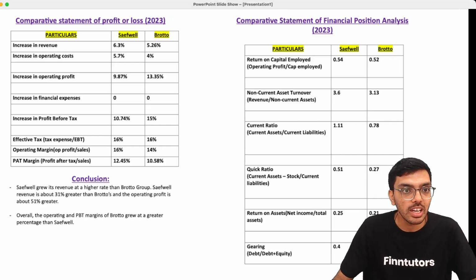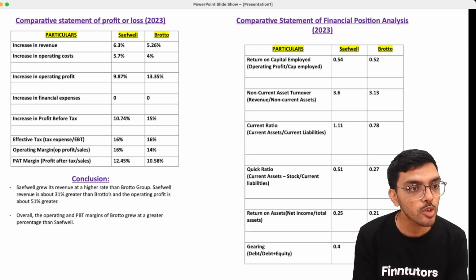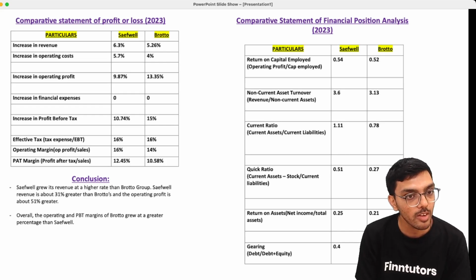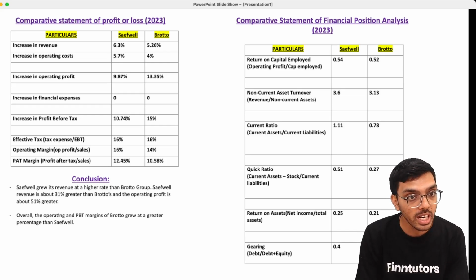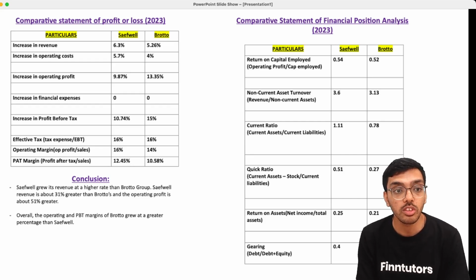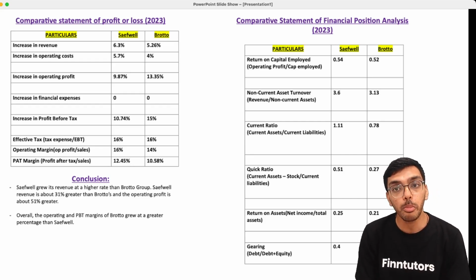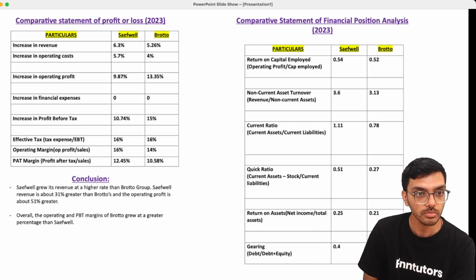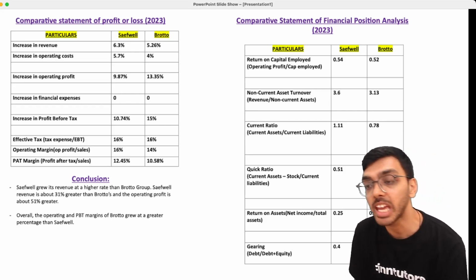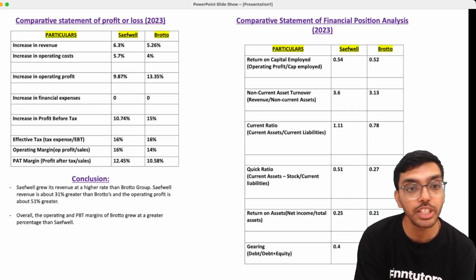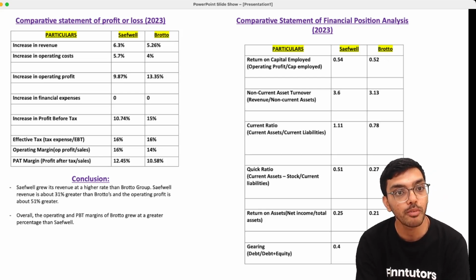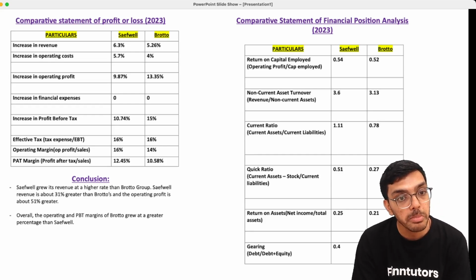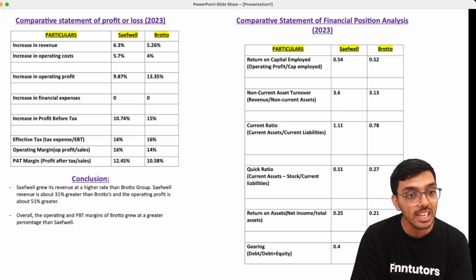Comparative profit or loss, left hand side: revenue for both companies has gone up, costs for both companies have gone up, but less than the increase in revenue. If you look in terms of profit, the profit percentage increase is the place where Brotto is beating us. Maybe they are able to control costs more efficiently than me. That is why my profit was 10%, theirs was 13.35%. That is why their increase in profit before tax was 15%, where mine was only 11%.